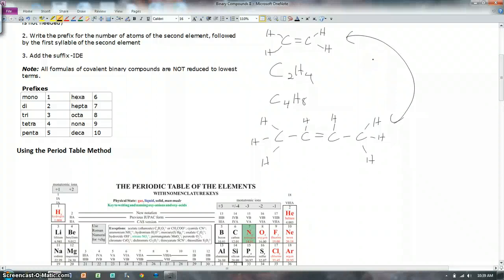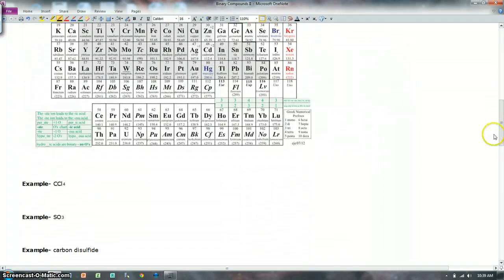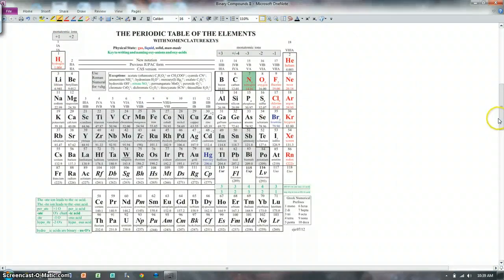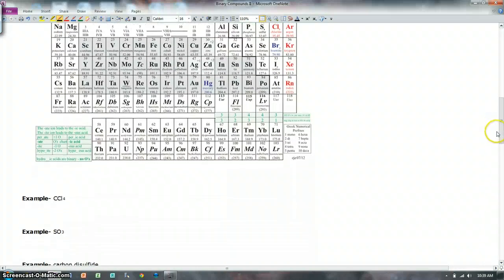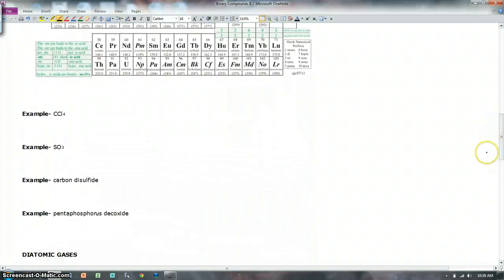Okay, so the prefixes, you're probably familiar with most of them. Mono is 1, di is 2, tri is 3, tetra 4, penta 5, hexa 6, hepta 7, octa 8, nona 9, and deca 10. So you'll have to memorize those, along with how you use the periodic table to find them. But other than that, it's pretty straightforward.